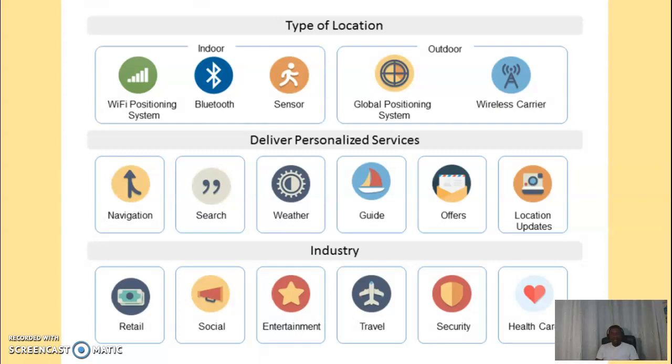And the customers could get personalized services based on their location, whether navigation, search, weather, guides, and specific offers based on their location or some location updates. And the type of location can be either indoor location with specific technologies or outdoor location with specific capabilities.